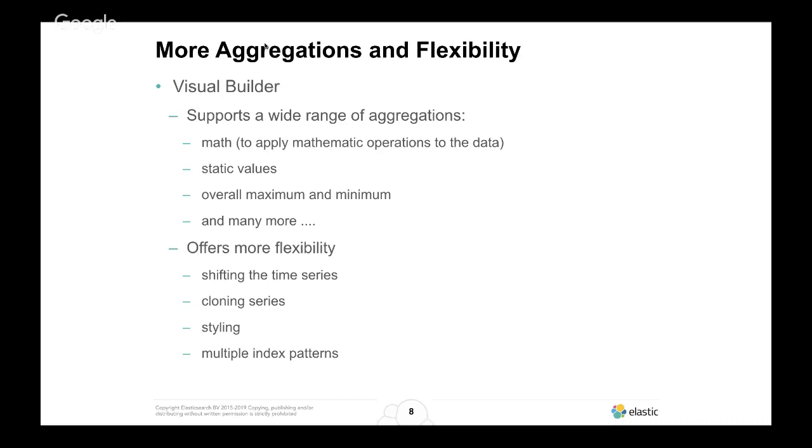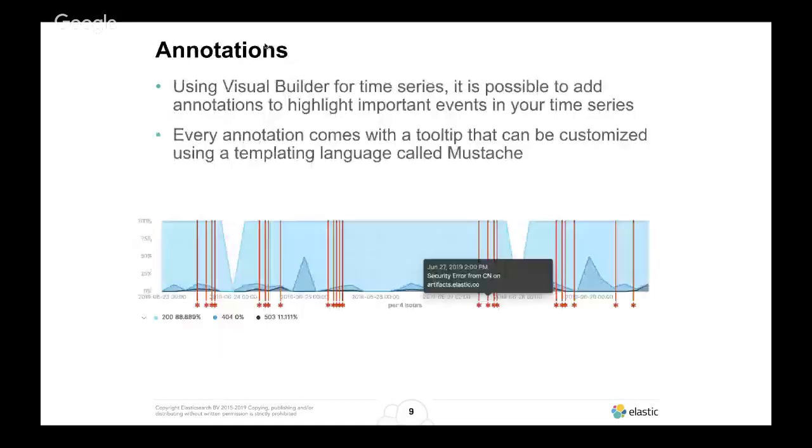And again, we might note here a second time that we have multiple index patterns available to us when we are building these visualizations. Here's a very simple one showing the annotations. So we've got this lovely visualization here of some log data, and what we have here is some annotations coming in from perhaps a separate series of data that's going to allow us to flag maybe security errors or something along those lines.